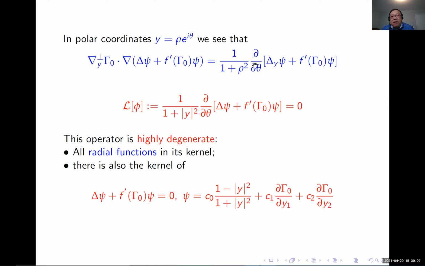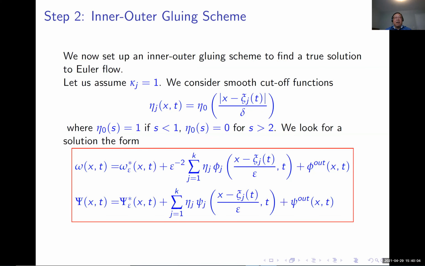And this linearized operator has a lot of kernels. It's, as I said, highly degenerate. One interesting kernel is that all radial functions are in the kernel. The reason is that all radial functions are steady state solutions to the Euler equation. Any radial function is a solution to the 2D Euler. So as a result, you have a universal operator which contains all radial functions in the kernel. You also have additional kernel which comes from the elliptic problem, from the new wheel. The new wheel has translation modes and the scaling mode. Okay, so how do we set up the inner outer grid?